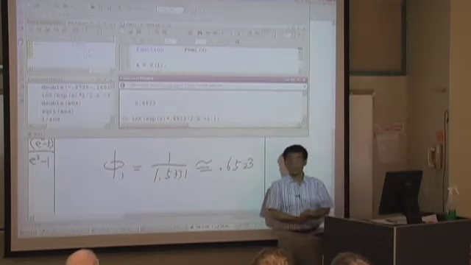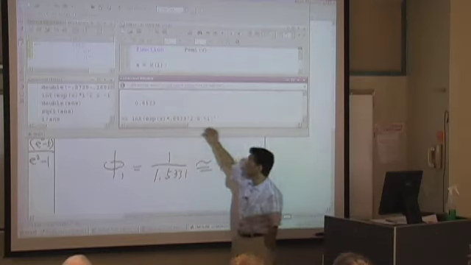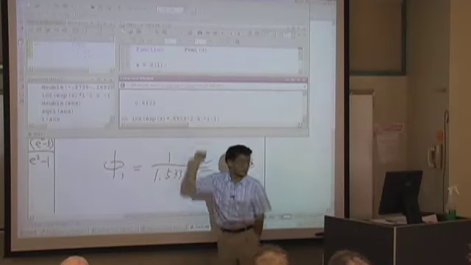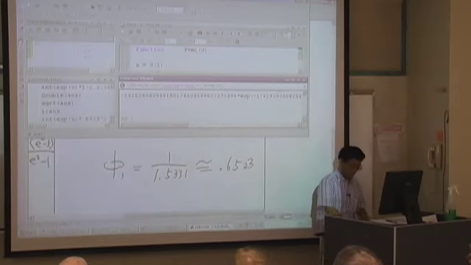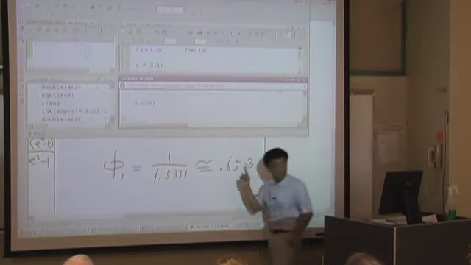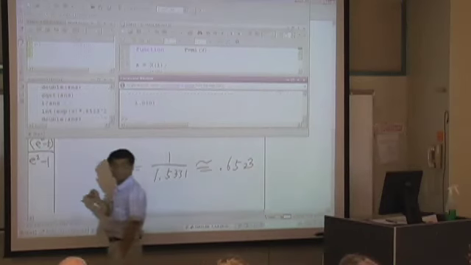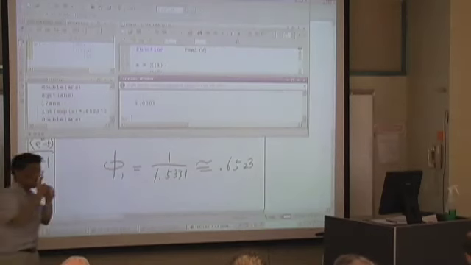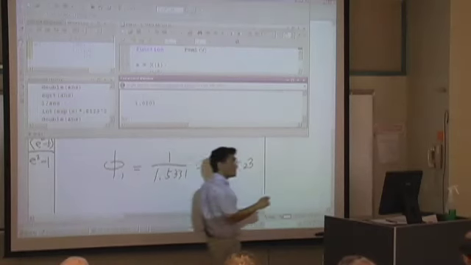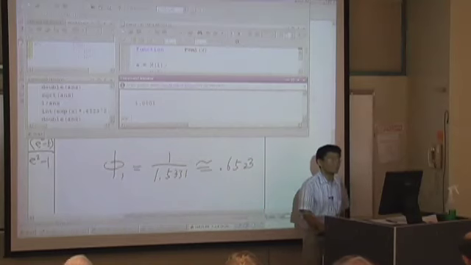Right? Do you follow me? This will give us the norm of this integral. So let's do it. Oh, close to 1, right? So I have found the first function, phi 1, because it gives us the norm close to 1.